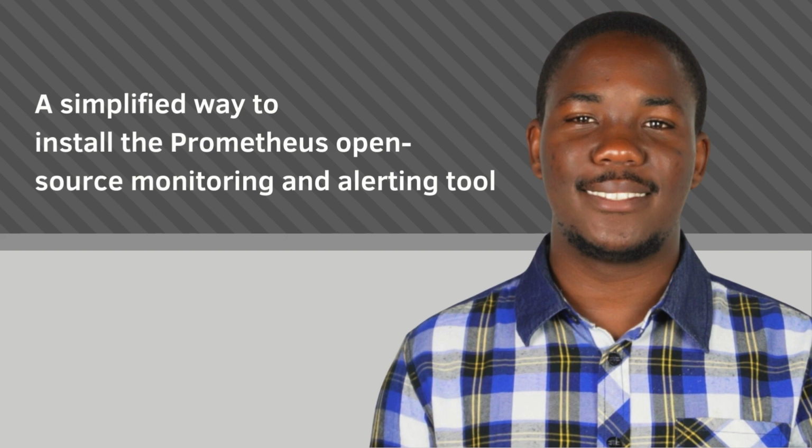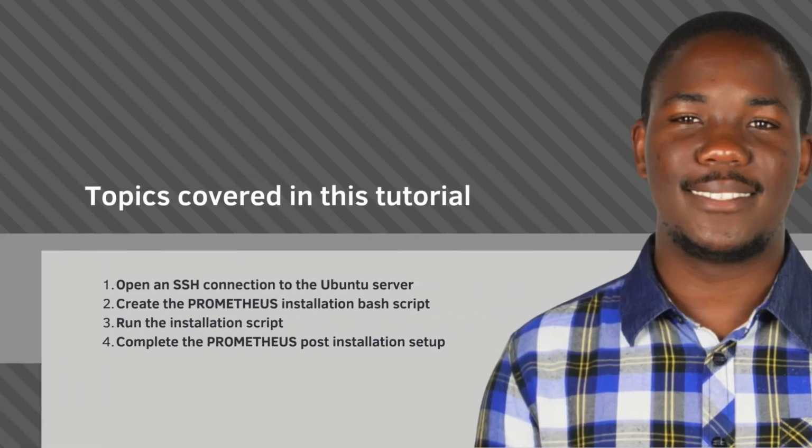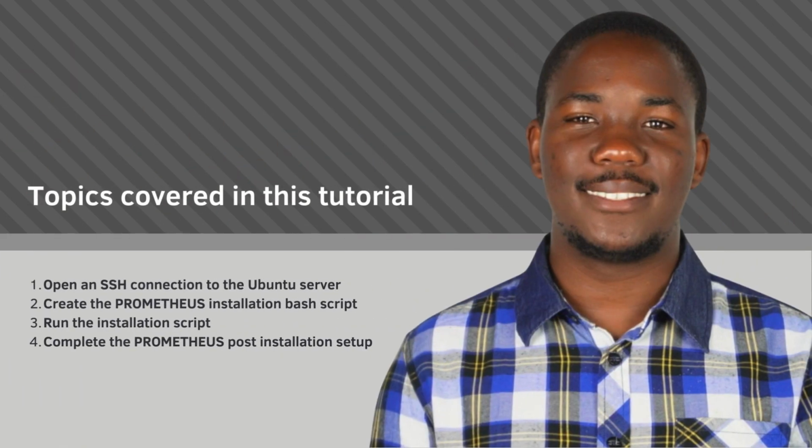In this tutorial, you will learn how to set up Prometheus on a Linux Ubuntu server in just a few simple steps. Before we begin, let's take a look at an overview of the steps covered in this guide. First, I'll show you how to connect to the Ubuntu server over an SSH connection. Then I'll show you how to create the Prometheus installation bash script. Then I'll show you how to run the script and complete the Prometheus post-installation setup.